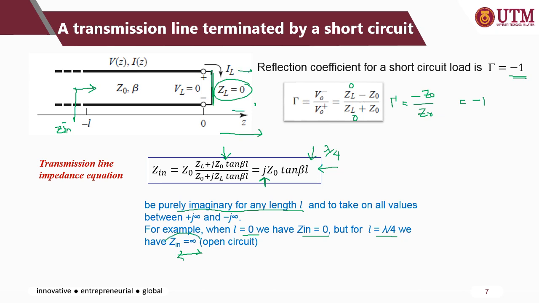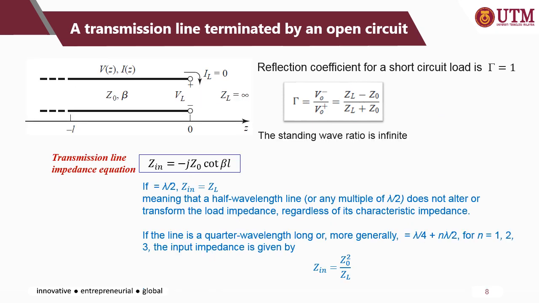Okay, so the Zin will be infinity. Okay, so another case is when the transmission line is terminated by an open circuit. So now again the Zin will be looking towards the load point. In this case, the load is an open circuit, so we can assume that ZL equals infinity. So the reflection coefficient when ZL equals infinity, infinity divided by infinity, is equal to 1.